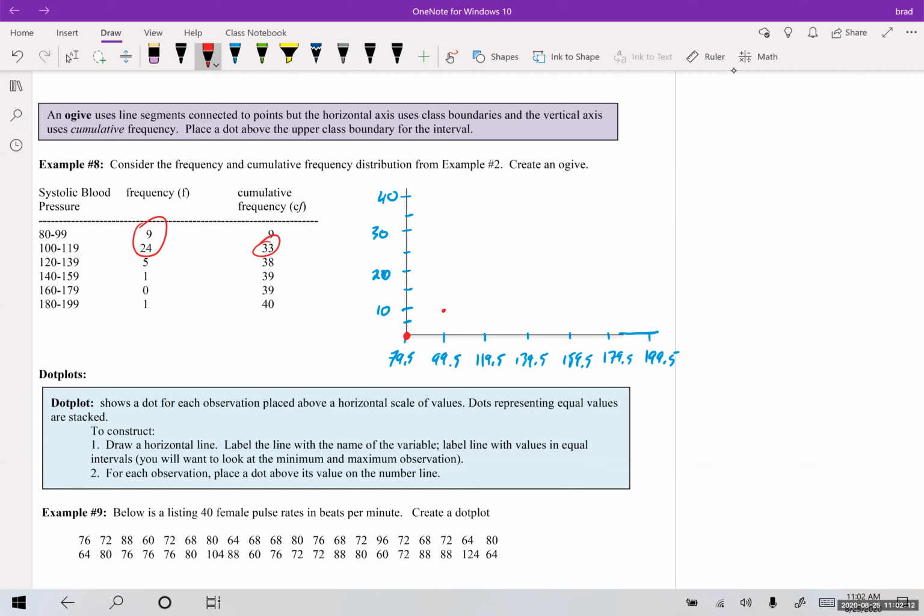Let me see, where's that gonna be at? Right about here. And then at 139.5, we're gonna go up to 38. Oops, that's almost a little too high. Let's go right about there. And then 159.5, we're gonna go to 39. And then 39 again for 179, and then 199, we're gonna go to 40. So it's gonna go like this, like this, like this, like this, like this, and then like this. Again, I don't use this one as often, but in case you see it in the homework or the quizzes, this is how you can do an ogive.